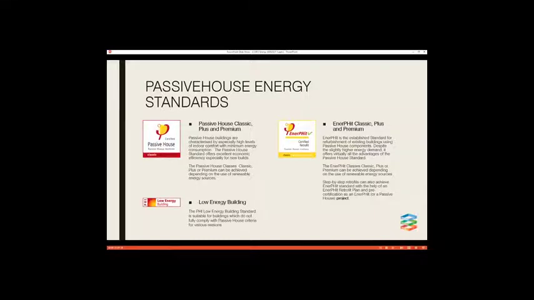And then sometimes when people test, they don't necessarily achieve the 0.6 ACH, or they might have some thermal bridging that didn't quite work in construction. Something may have gone slightly awry. They may achieve a low energy building rating, which is still a certified passive house. So you've got those ratings there.